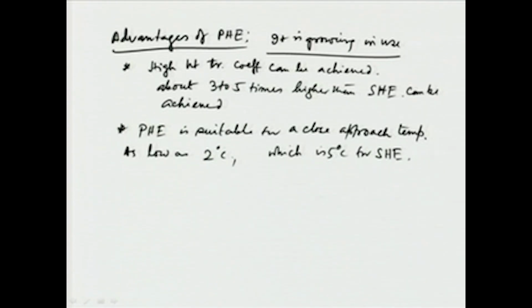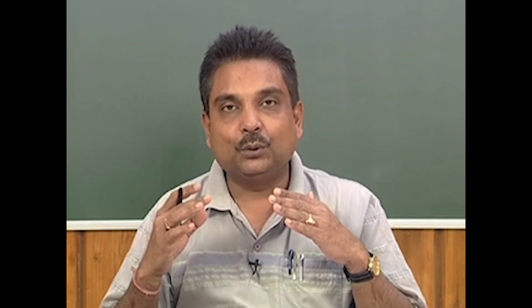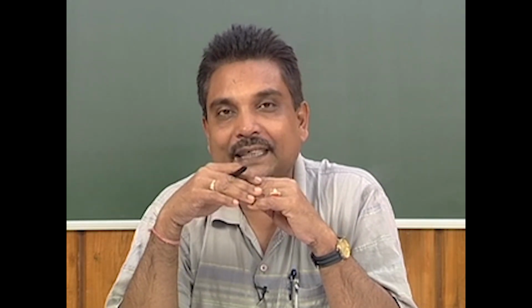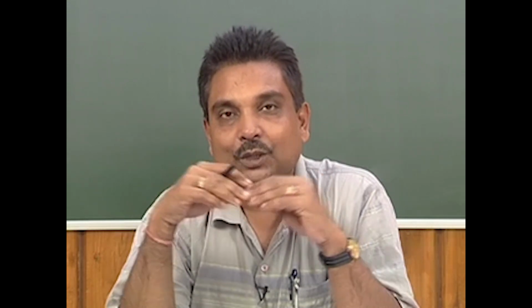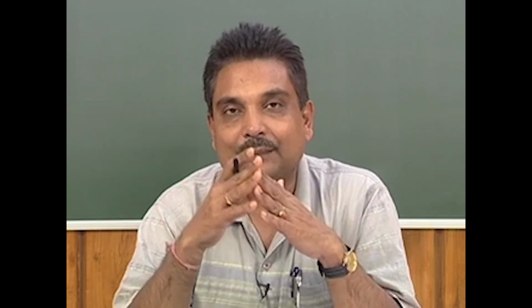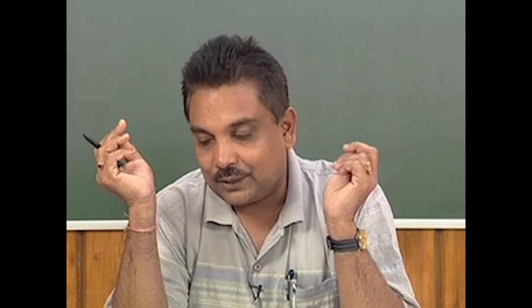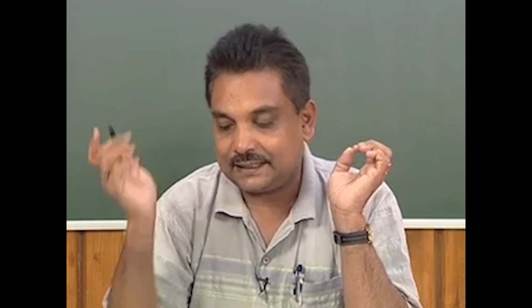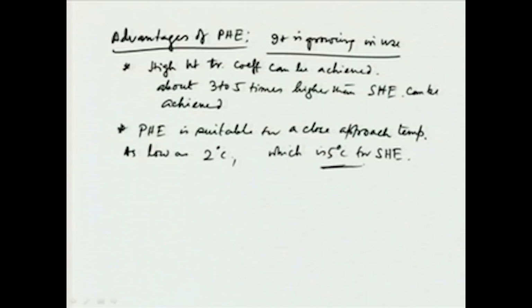We should try to understand what close approach temperature means. When the two fluids are under thermal equilibrium, there won't be any heat transfer. Thermal equilibrium means the temperatures are the same. So there should be a differential temperature between the two fluids as they approach the same direction. This is called approach temperature. In a shell and tube heat exchanger it is usually at least 5 degrees, and it could be more, and then only you will get a good performance. But in a plate type heat exchanger, this can be as low as 2 degrees centigrade. That is a very important point.